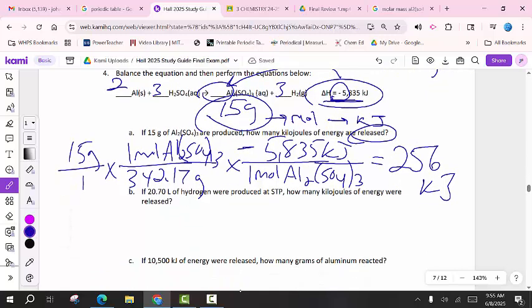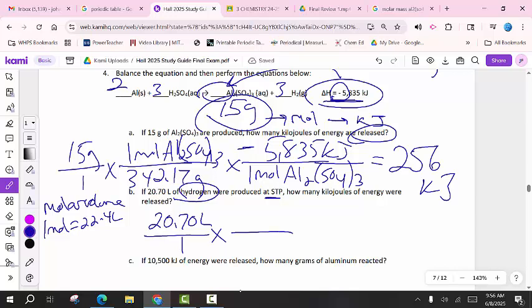Okay, this next question is talking about the hydrogen. And instead of using molar mass, because it's a gas at STP, what we need to remember is what's called molar volume. Molar volume when you're at STP says that 1 mole has a volume of 22.4 liters. So that's going to be the conversion factor we're going to use. So we're going to start with 20.70 liters.